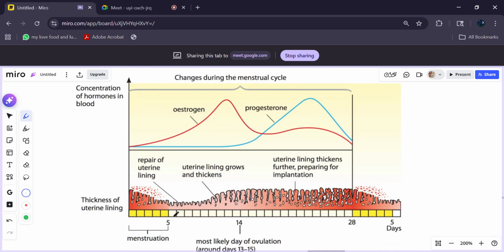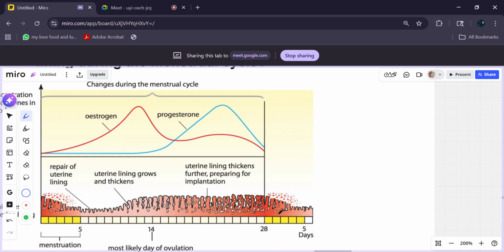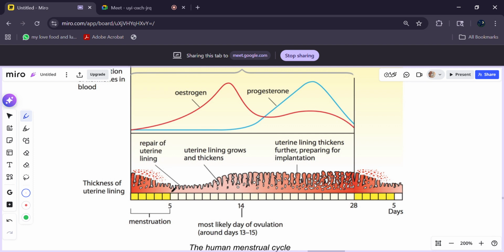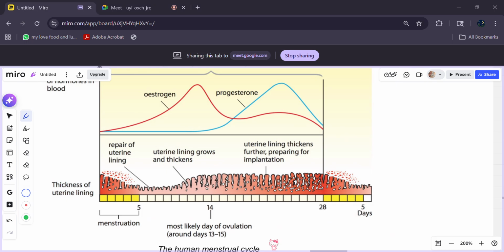When it gets damaged, it's the estrogen that helps the uterine lining to grow and become thicker. And with the help of progesterone, which is produced later, it becomes even thicker. If no fertilization occurs, it gets destroyed, and this is called menstruation. This entire process is repeated from the beginning. This is the human menstrual cycle.